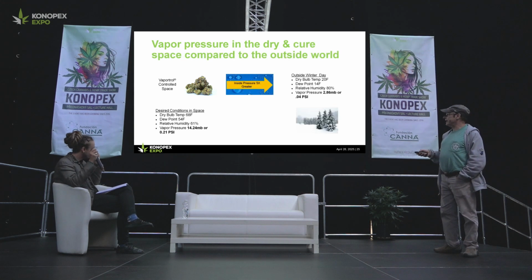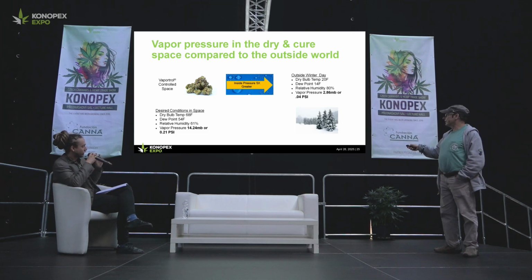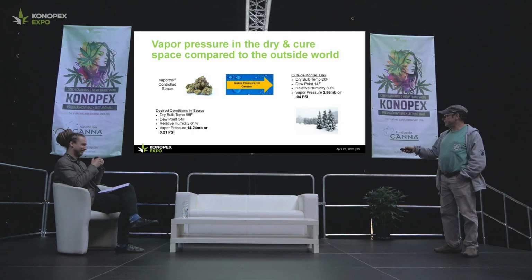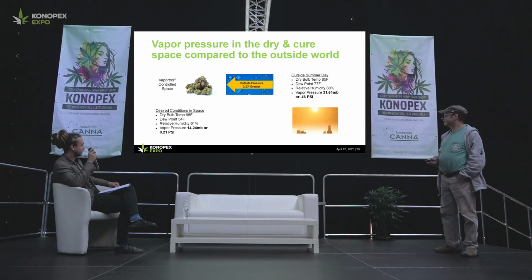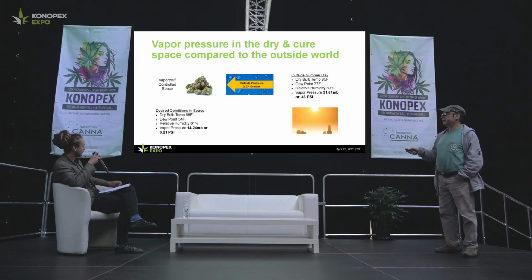So, on a winter day, it might be relative humidity 80%, but the vapor pressure outside is 2.86. And because the flower has a high vapor pressure, the moisture is going to go to the low vapor pressure. It wants to equalize, like the tire. Now, on a warm summer day, still the humidity is 80%, but the vapor pressure outside, 31.61, is almost greater than the flower. So the moisture is going to move to the flower.